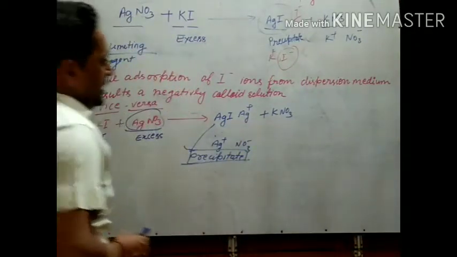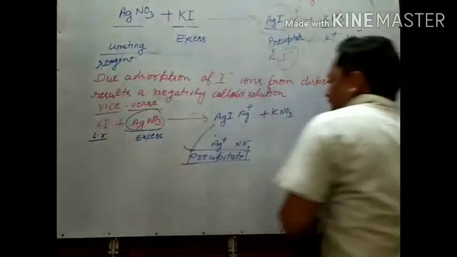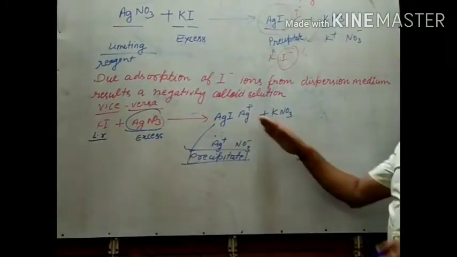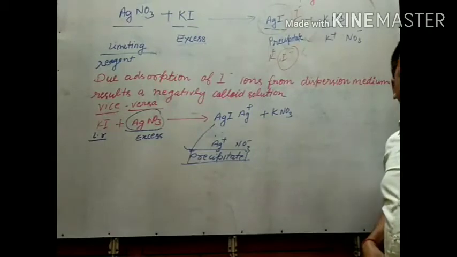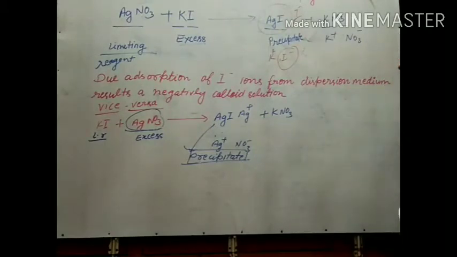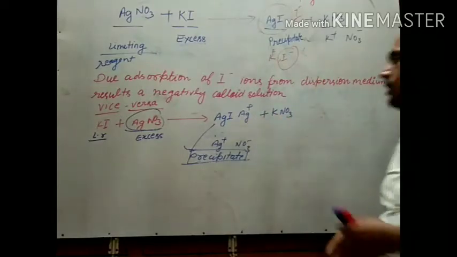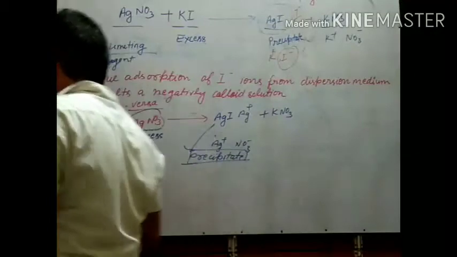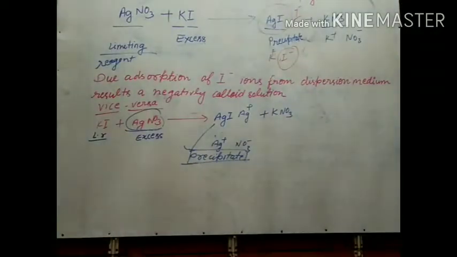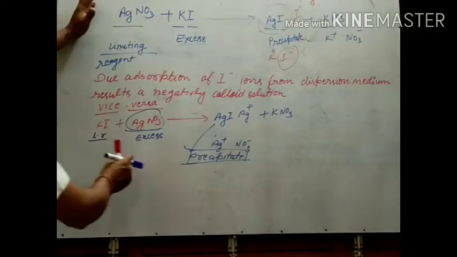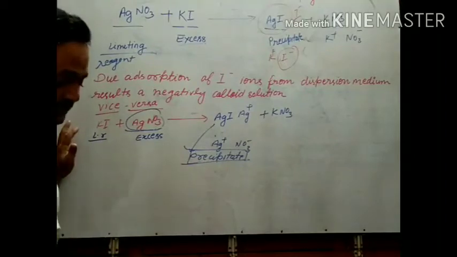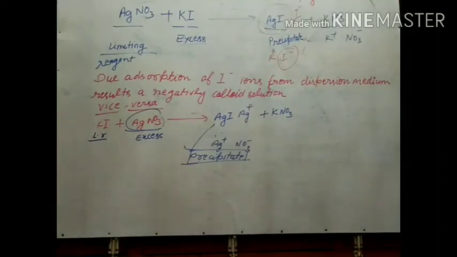This AgI adsorbs Ag plus ions, silver ions, from the dispersion medium and results in a positively charged colloid. What we have seen earlier is a negatively charged colloid, and this one is a positively charged colloid. Now let us take another example, of ferric.